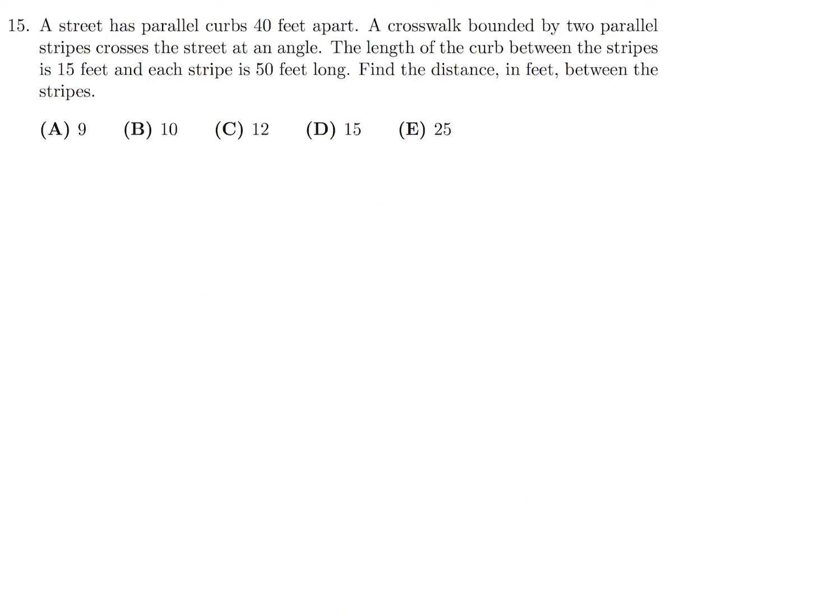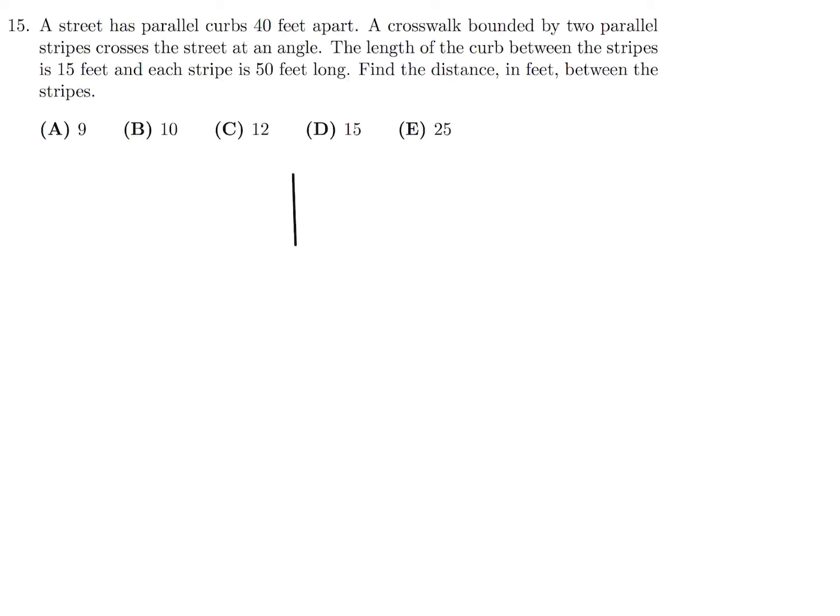A street has parallel curbs 40 feet apart. A crosswalk bounded by 2 parallel stripes crosses the street at an angle. The length of the curb between the stripes is 15 feet and each stripe is 50 feet long. Find the distance in feet between the stripes.